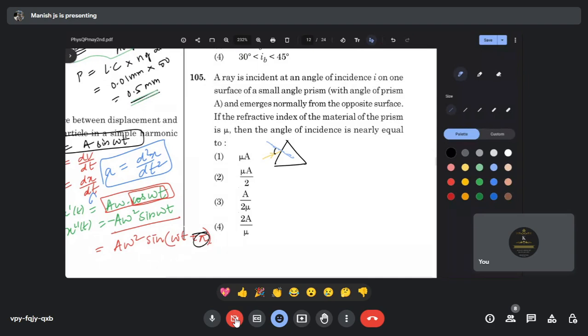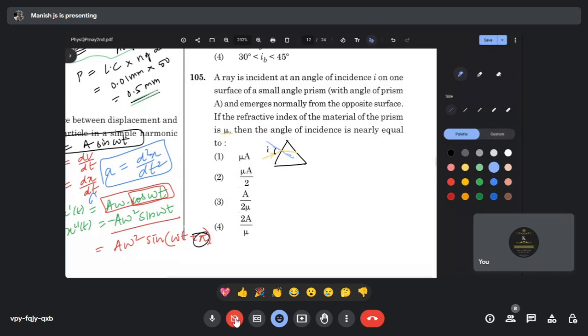The angle of incidence i is what they are saying. You know that when a light ray is going to enter the prism, it enters from rarer to denser. Obviously, it is going to bend towards the normal. So it bends and is going. Okay, it is moving. They are saying it is a small angle prism. And it emerges normally from the opposite surface. The refractive index of the material of the prism is mu. Then, what is the angle of incidence nearly equal to in this question?